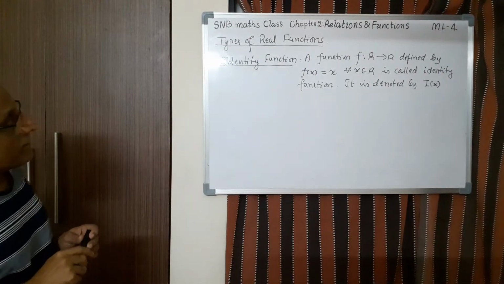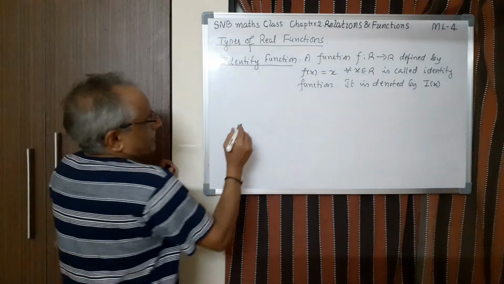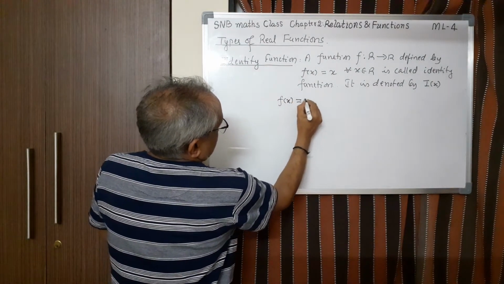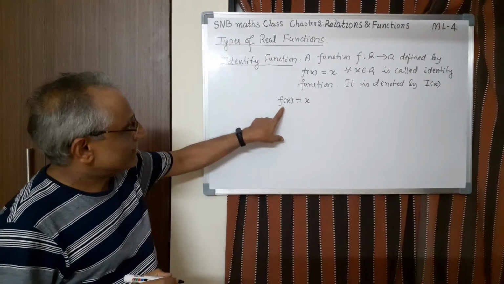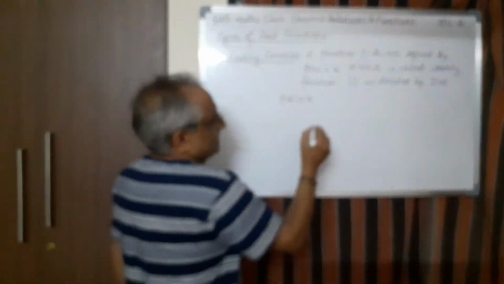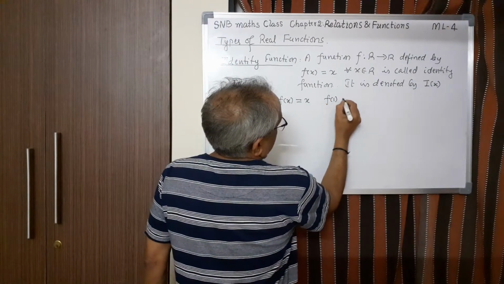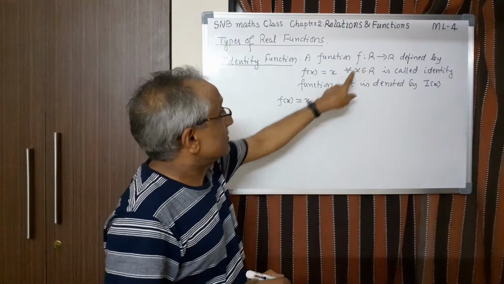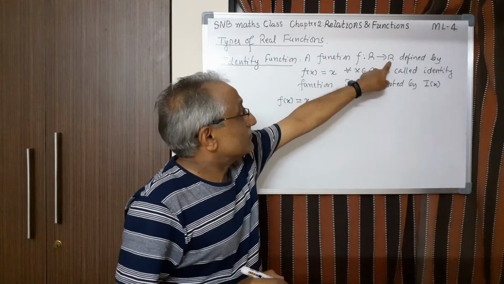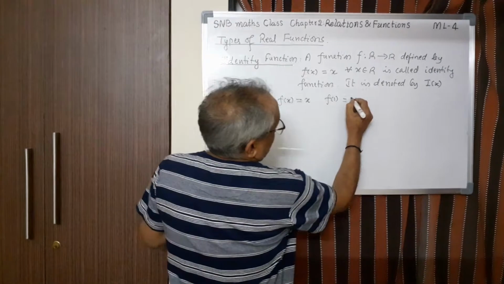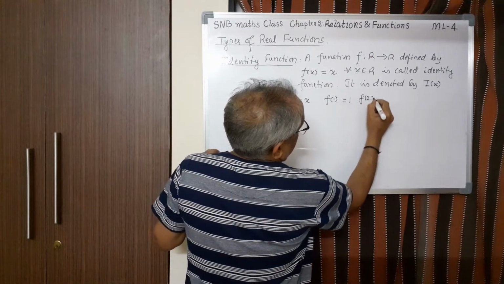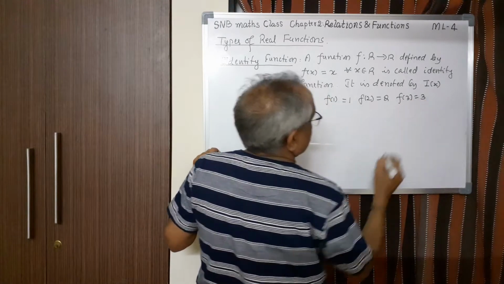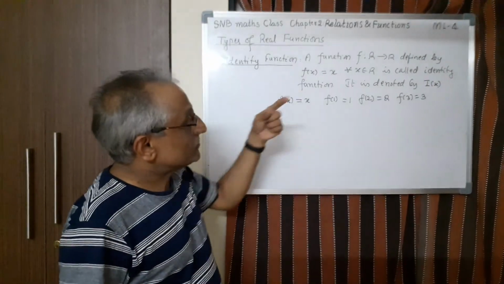F means I. So, for example, f of x equal to x means every element x goes to x only. That means f of 1, because domain is set of reals, and by definition every element here should be related to some element here. So 1 is going to 1, then f of 2 is going to 2, f of 3 is going to 3, etc. Every element is going to itself.